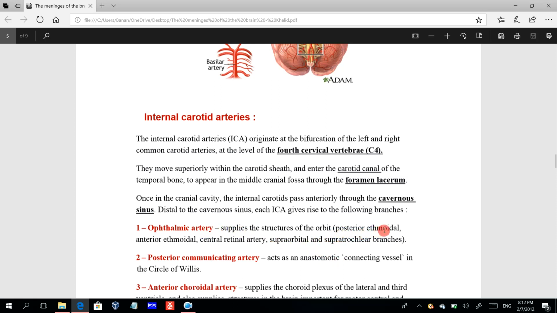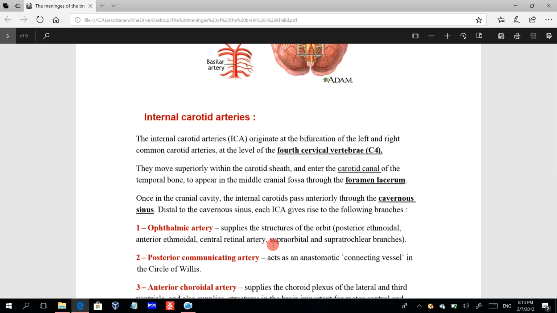It will give the posterior ethmoidal artery, anterior ethmoidal artery, nasociliary artery, and of course the central retinal artery, very important, to supply the retina of the eye, الشبكية، شريان الشبكية المركزي. وينتهي عندنا الophthalmic artery. It ends and leaves the orbit as a supraorbital and supratrochlear branch. You remember this? Okay.